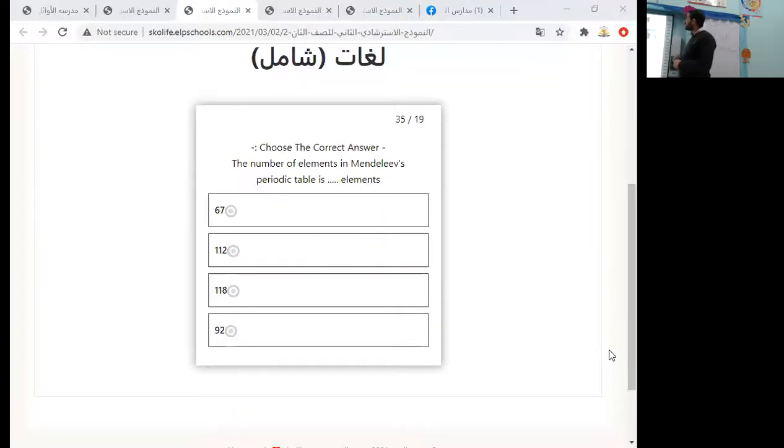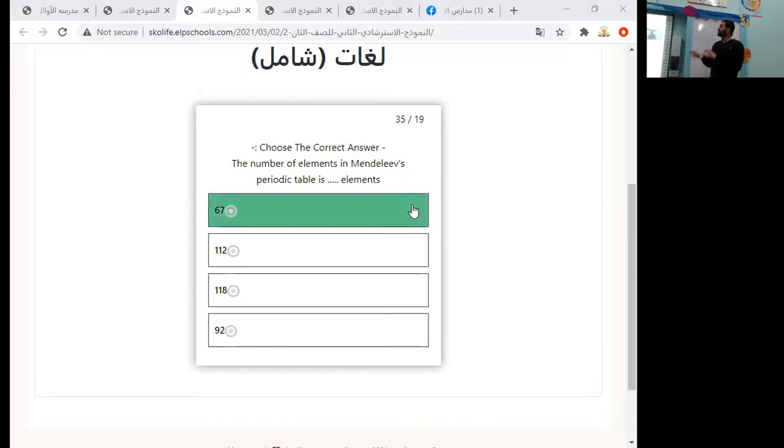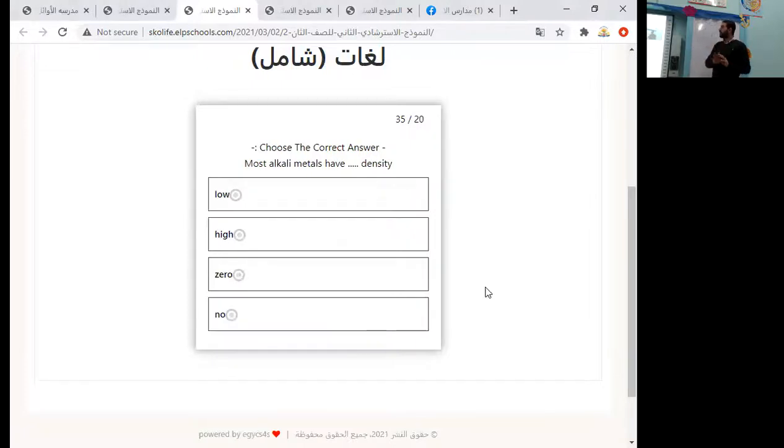The number of elements in Mendeleev's periodic table is 67. The number of elements which were discovered at that time were only 67, while the number of elements which are discovered up till now is 118 elements.